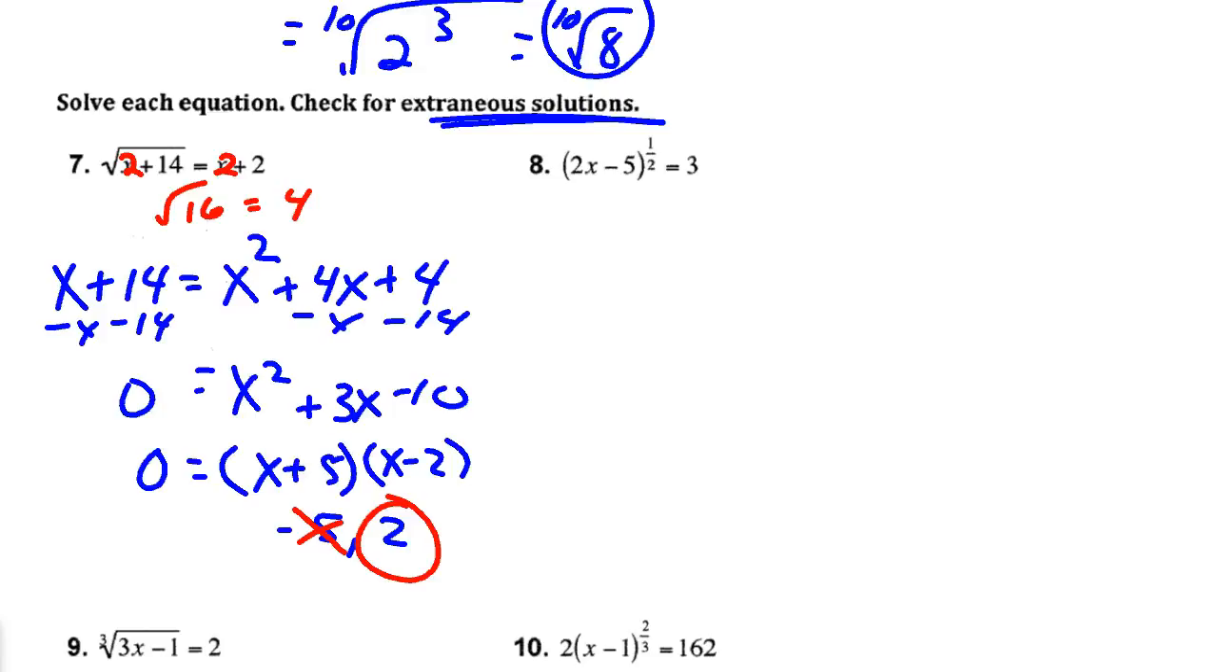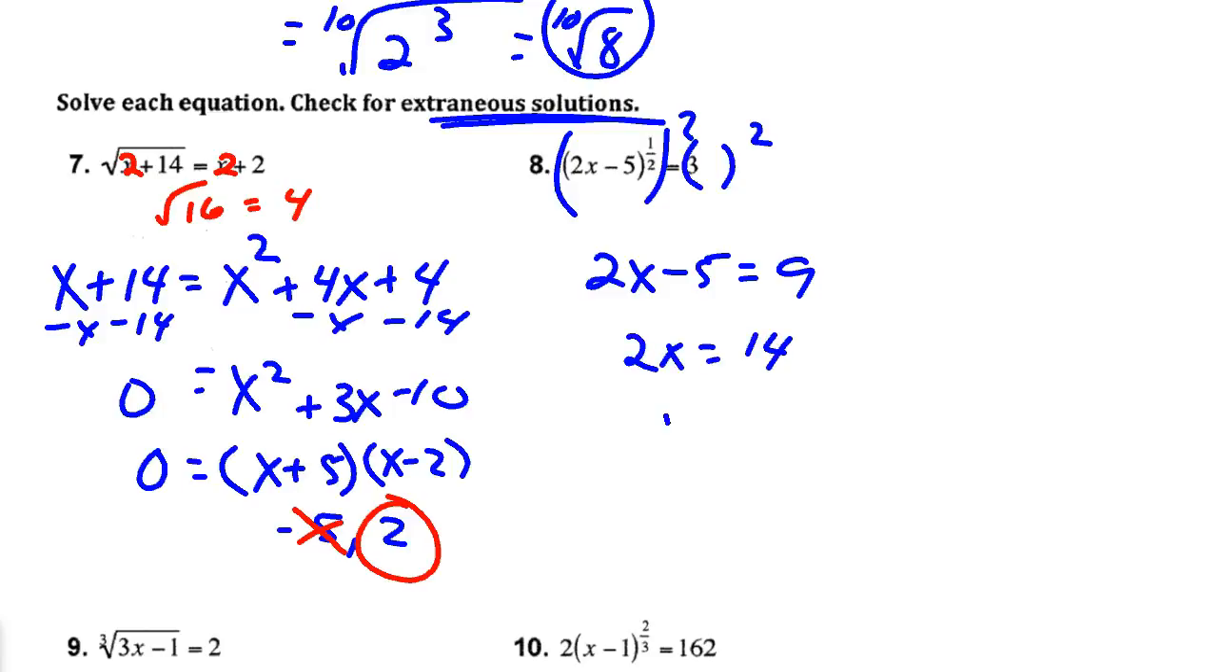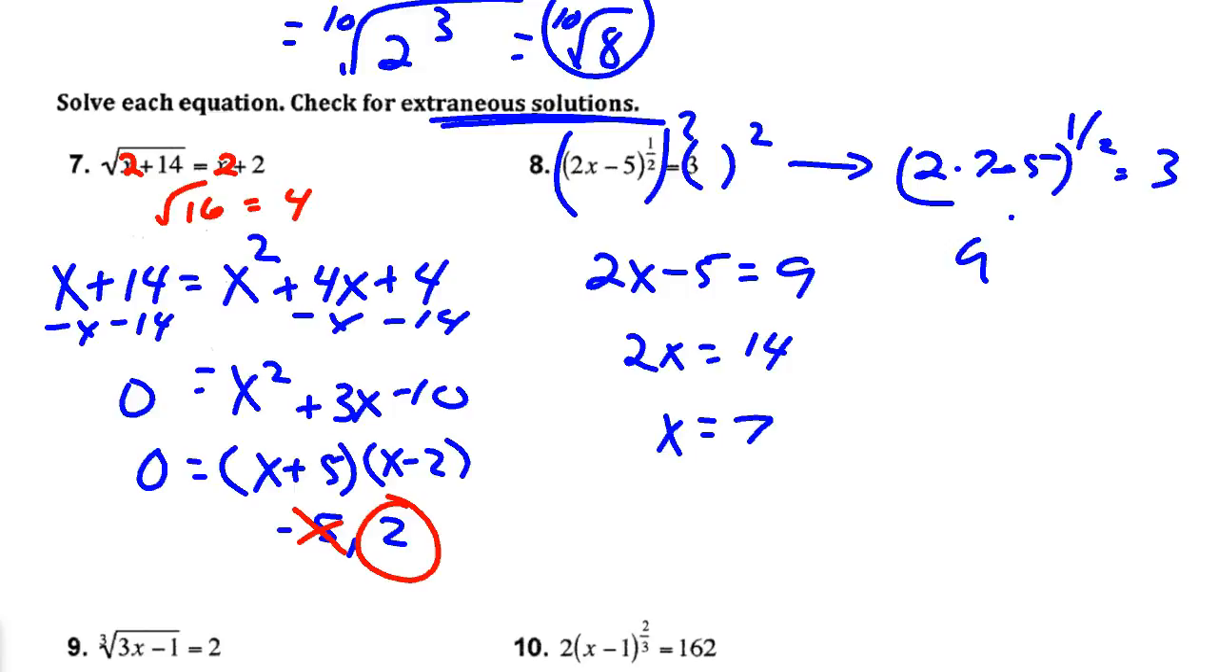Number 8, just another way to write square root. So I can simply square both sides. That gets me 2x minus 5 equals 9. 2x equals 14. x equals 7. Now I did square, so maybe 7 isn't an answer, so I should plug it in. If I plug it in, I get 2 times 7 minus 5 to the half equals 3. That's 9 to the half equals 3, and that's true. The square root of 9 is 3, so x does equal 7.